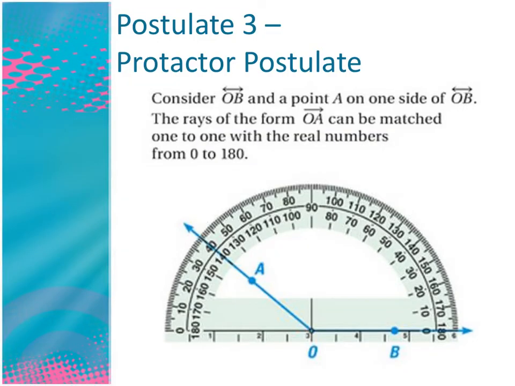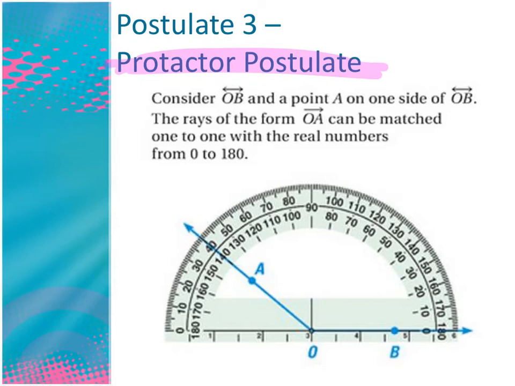All right. Postulate 3, which the number doesn't matter, it's the word of it that matters, is called the protractor postulate. And it just says, consider that line OB and point A on one side of line OB. That's what you've got there. You've got line OB, and then you've got a point on it. The rays of the form OA can be matched 1 to 1 with real numbers from 0 to 180.